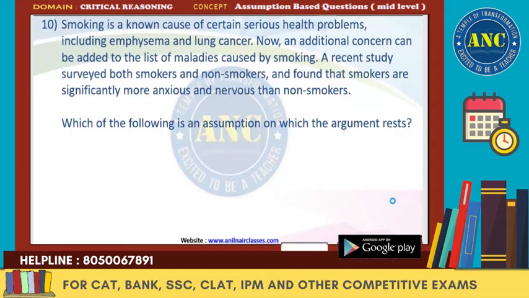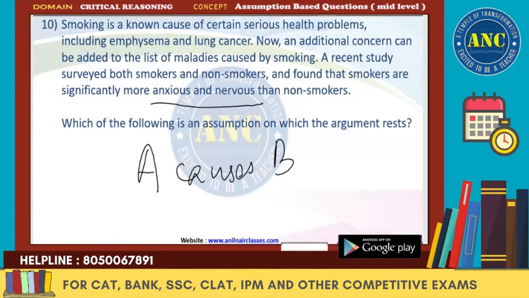Now, although the premise of this argument suggests only a correlation between smoking and anxiety and nervousness, the argument has a causal conclusion. It concludes that smoking causes individuals to be anxious and nervous. So it follows the A causes B relation. Now, any assumption in a causal argument must support the causal direction of the conclusion, as opposed to some other explanation.